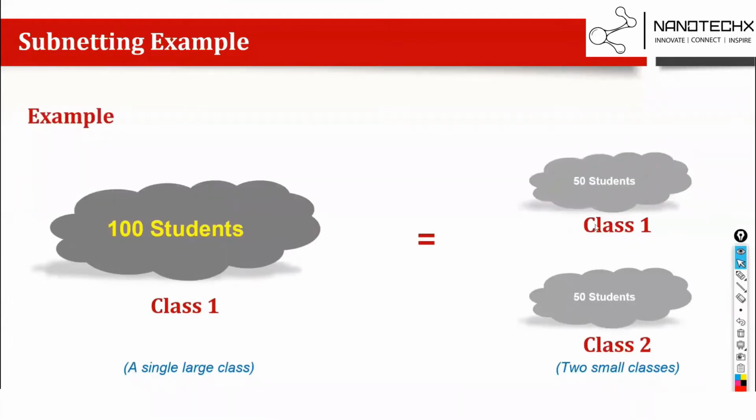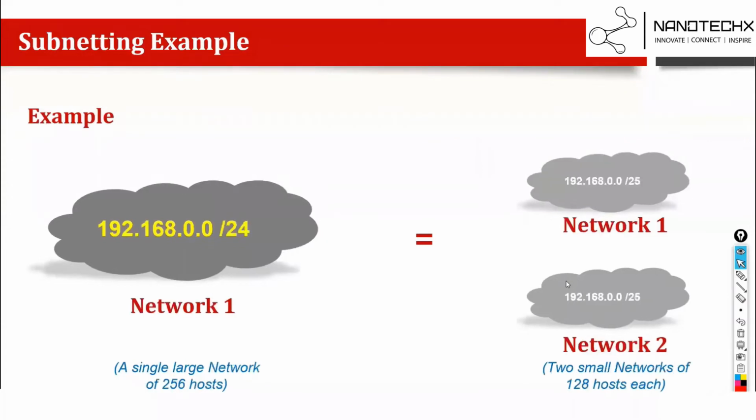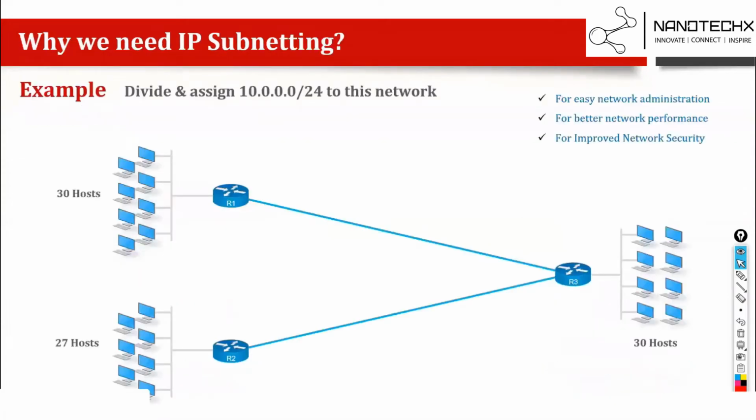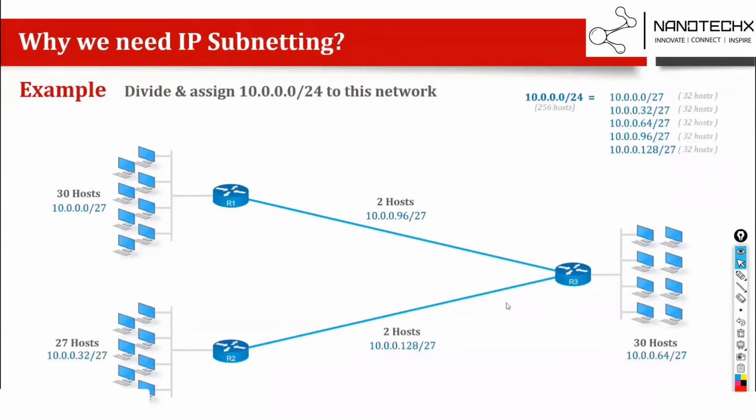Whatever advantage we get from dividing the classes in normal schools, the same advantage you get by subnetting as well. And then we went through this example. So let's go to the second part, which is about IP address classes.